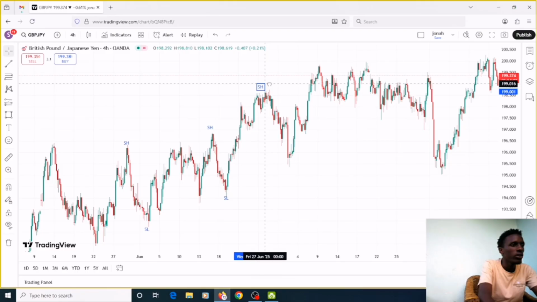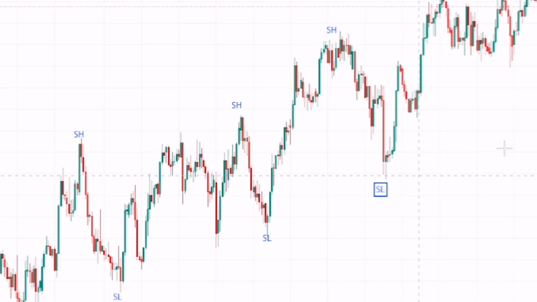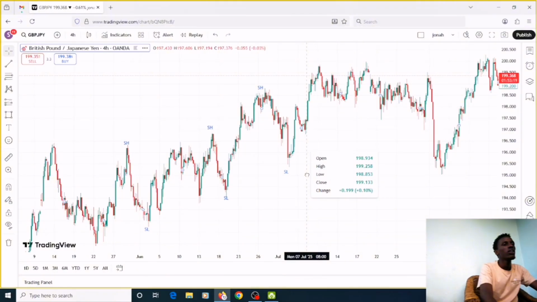So guys, that's what I'm trying to show you, that it's also used to identify market structure when you mark your swing highs and swing lows. So this is a bullish scenario, and the swing highs and swing lows are showing that price is actually trending upwards, and yeah, they are used to identify market structure.